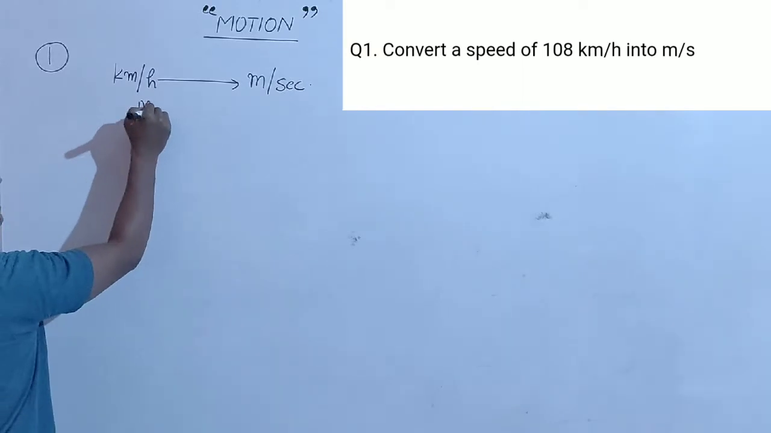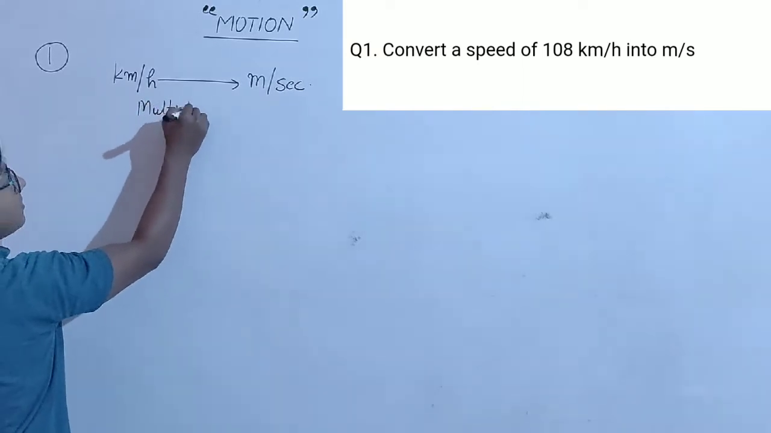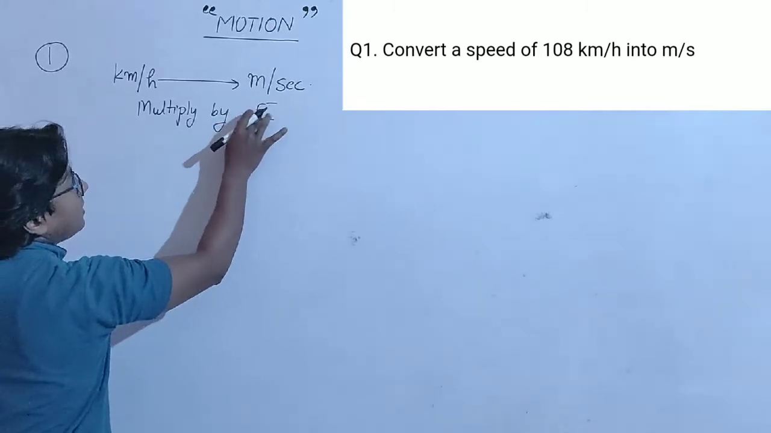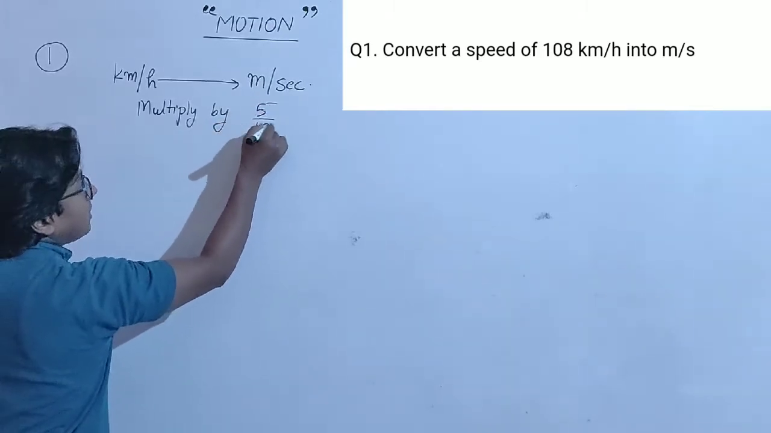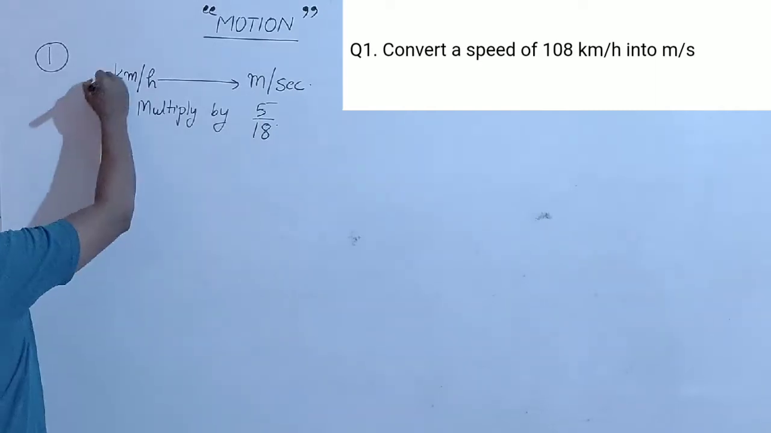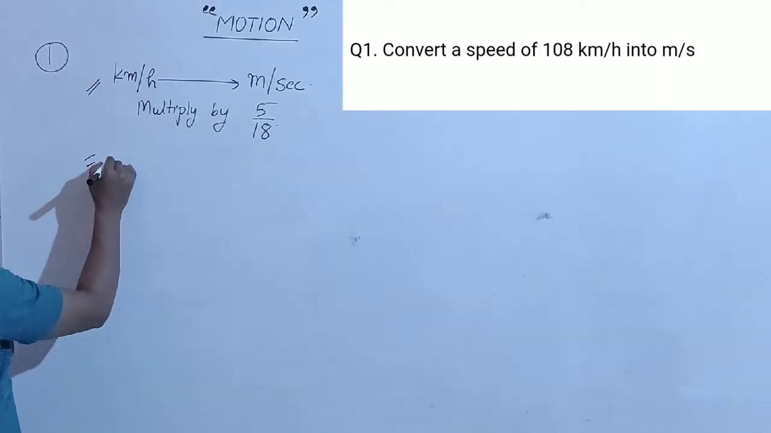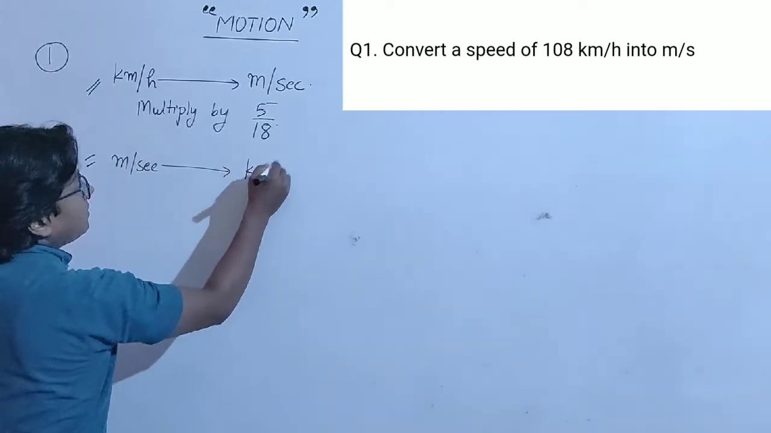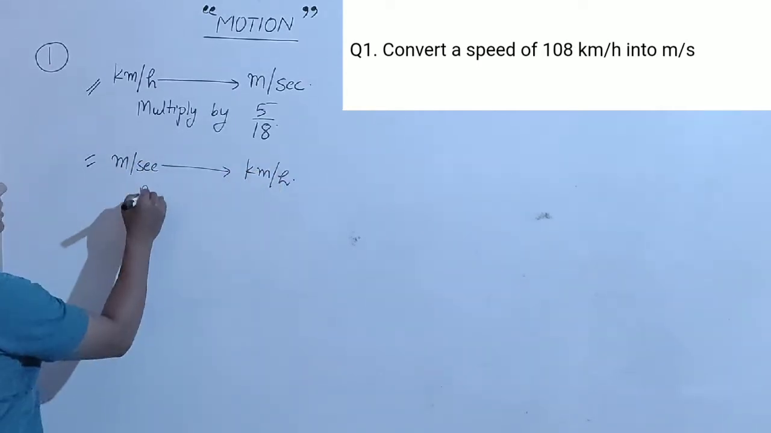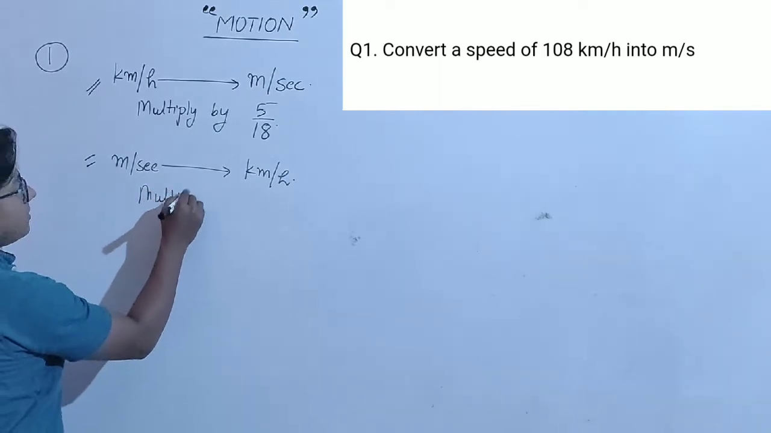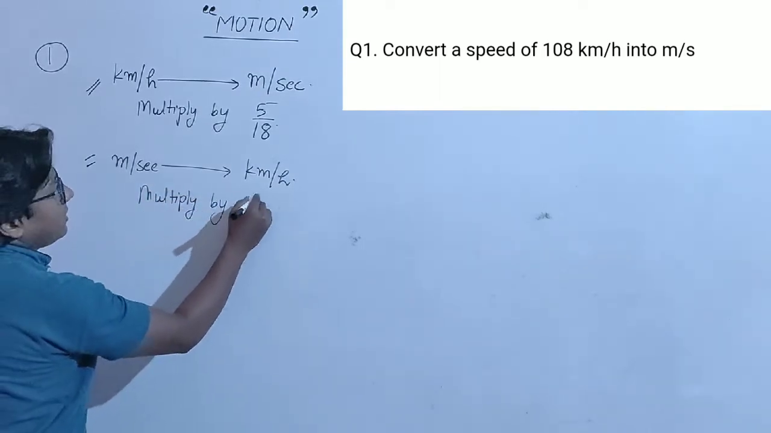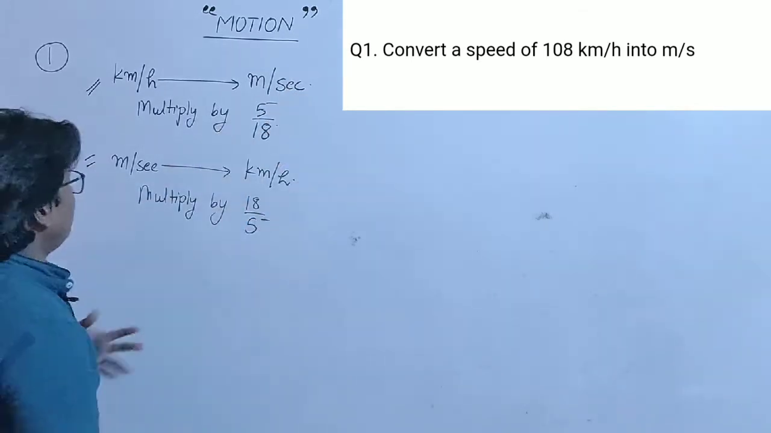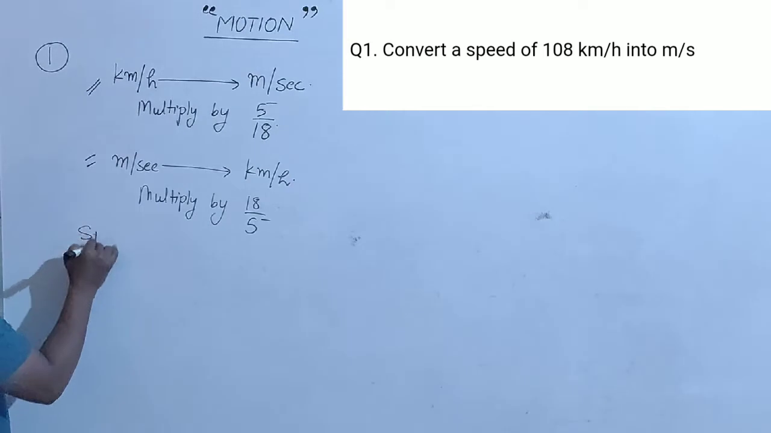We have to multiply by 5 by 18. This is the first, and when we have to change meter per second into kilometer per hour, we have to multiply the number by 18 upon 5.